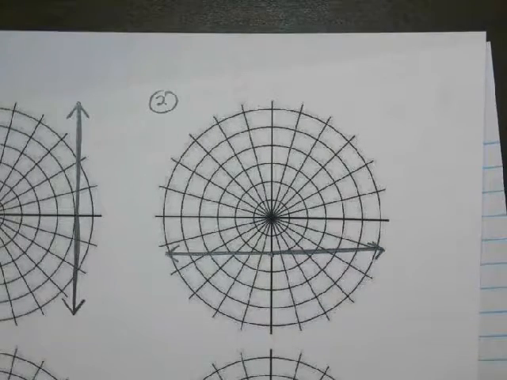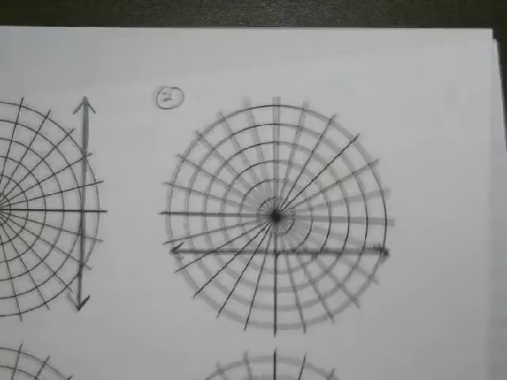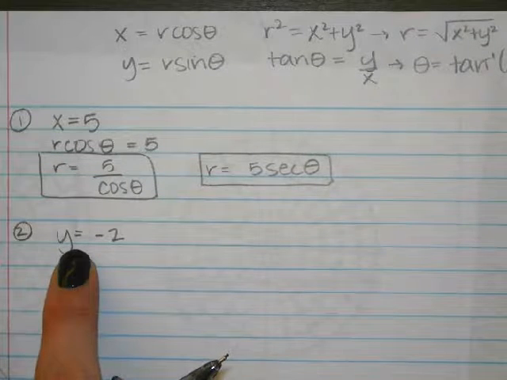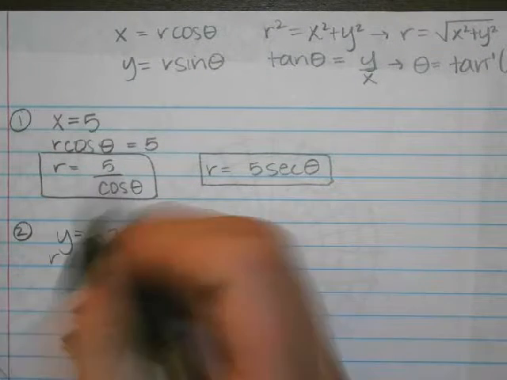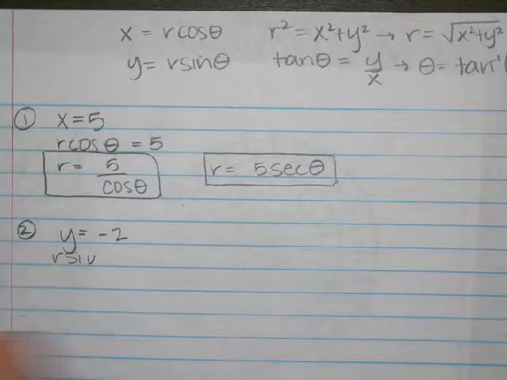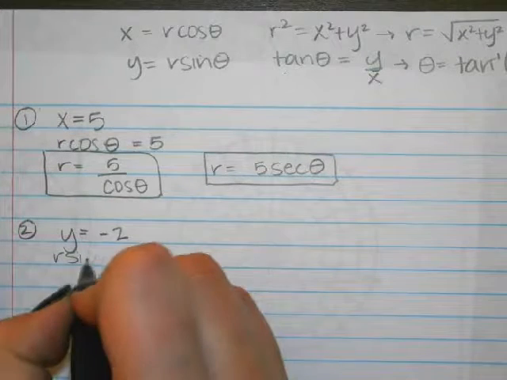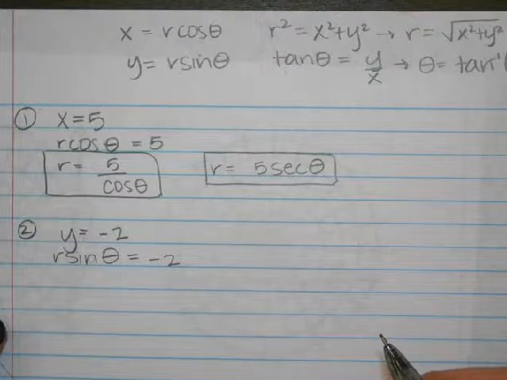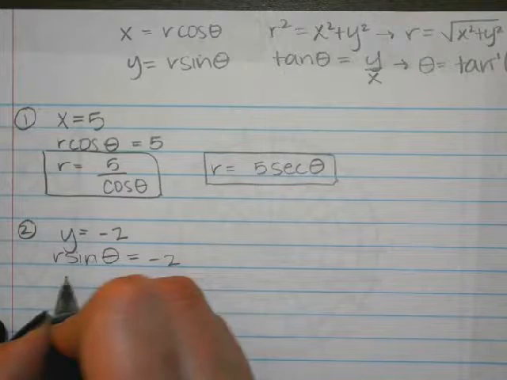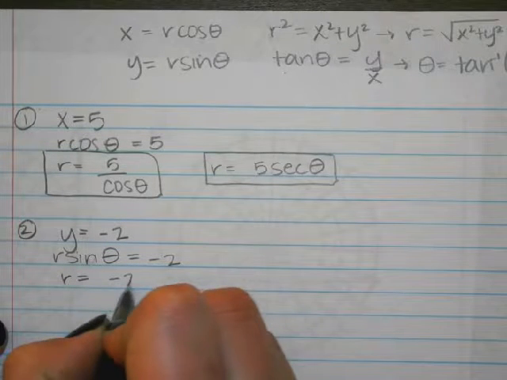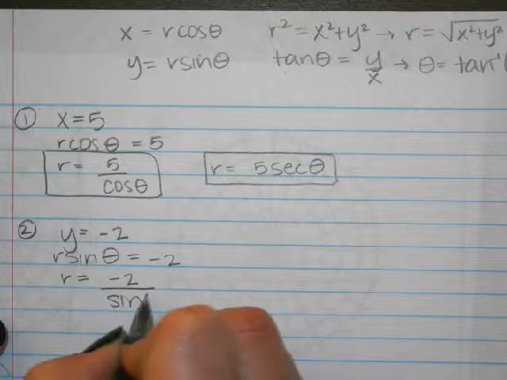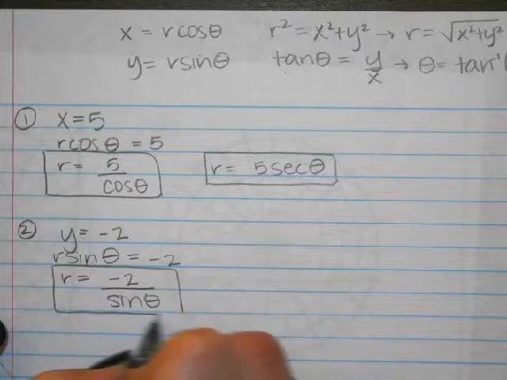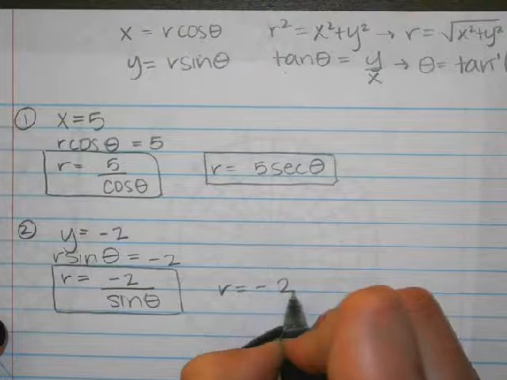All right. So we got our line drawn. Now what do I do to convert it? You do r sine theta. r sine theta equals -2. And then what do I do? Divide the sine over. So r equals -2 over sine theta. Or, what's the alternate form? r equals -2 cosecant theta. Yep.